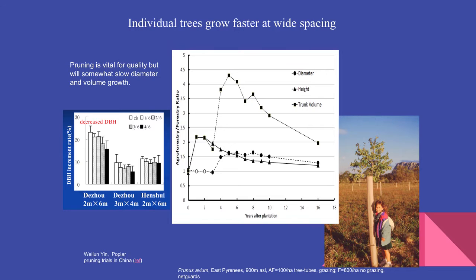That's the issue about spacing. The other obvious point is if you're growing trees at wide spacing, then each individual tree has a greater volume and a greater diameter. So this is showing the ratio, we're looking at cherry here. In the East Pyrenees, they're at about 900 meters altitude, and the agroforestry has a spacing of 100 trees per hectare. The forestry has 800 trees per hectare. And you're looking at the individual volume of the tree.